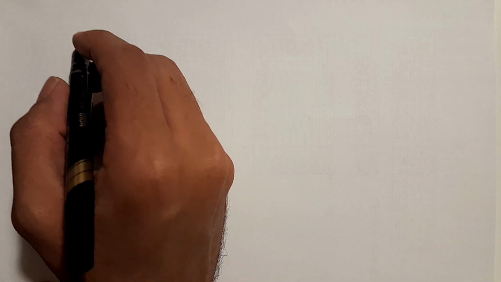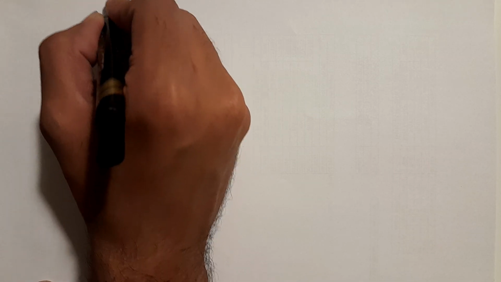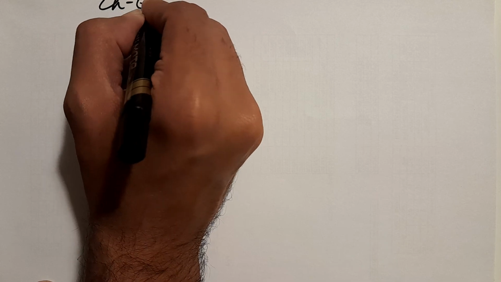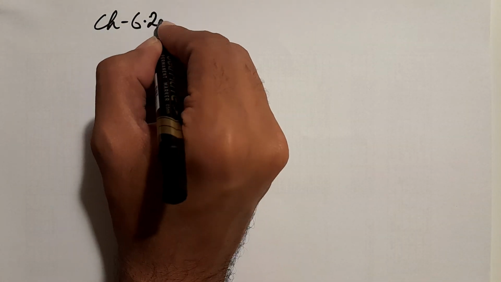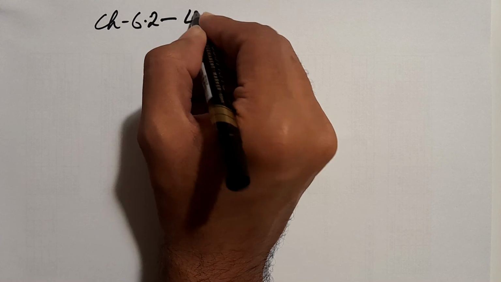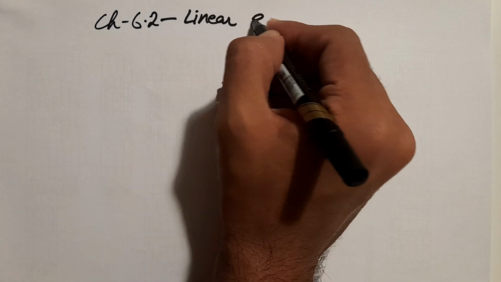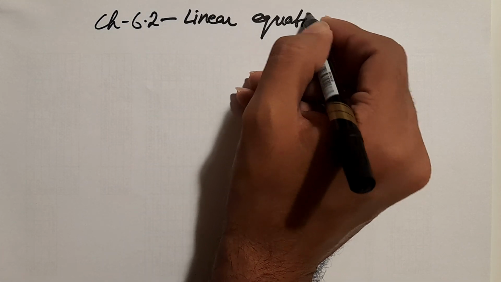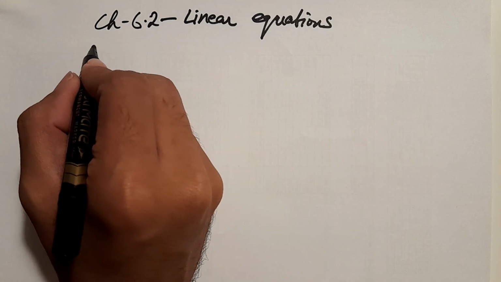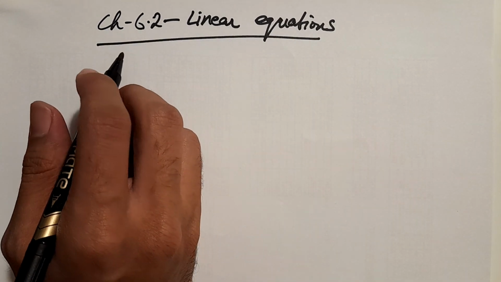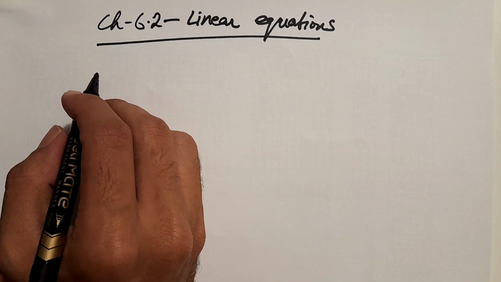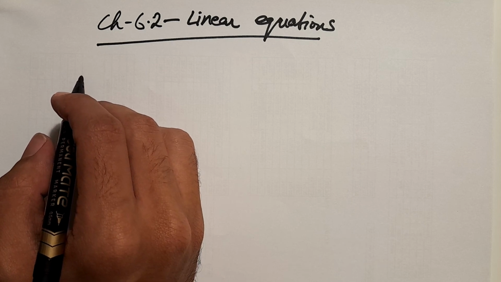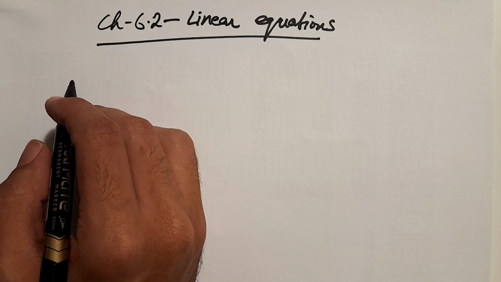So today I'll be explaining solving linear equations. So what basically is a linear equation? Over here we will write chapter 6.2, linear equation. So a linear equation means we have to solve for the letter, or calculate the value of the letter in the equation.